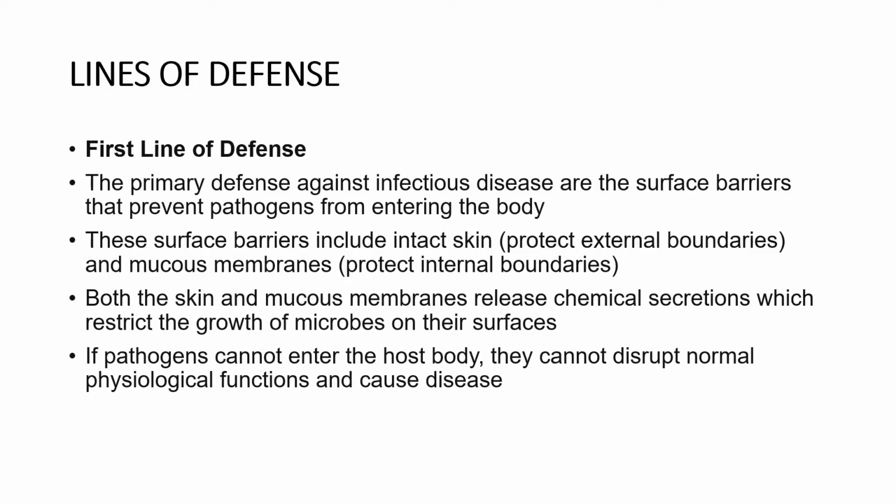Now the first line of defense. The primary defense against infectious diseases are the surface barriers that prevent pathogens from entering the body. These surface barriers include intact skin and mucous membranes. Both the skin and the mucous membranes release chemical secretions which restrict the growth of microbes on their surfaces. If pathogens cannot enter the host body, they cannot disrupt normal physiological functions and cause disease.